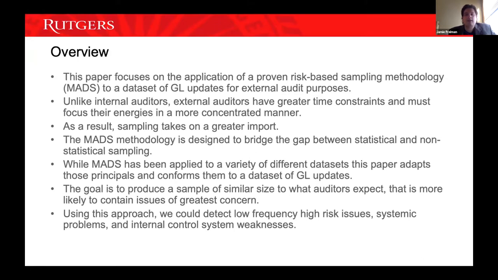And so the biggest thing that we were looking for, which you can see on the last point here, was low frequency, high risk issues. So things that don't occur very often, but are very high concern that may not be detected in a regular statistical sample, right? Because of the low frequency at which they occur. And then some systemic problems that maybe auditors would overlook in a judgmental audit sample. And then we found quite a few internal control system weaknesses.